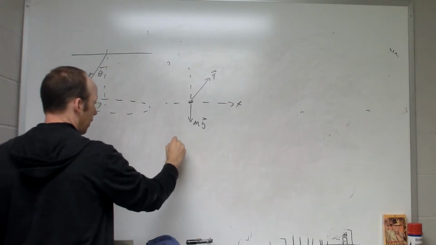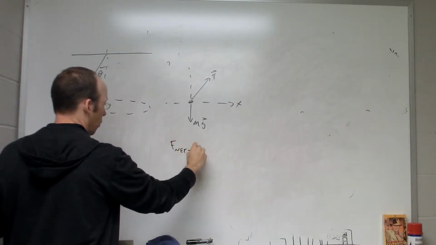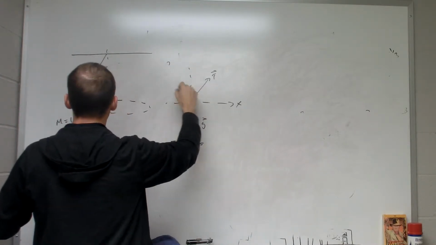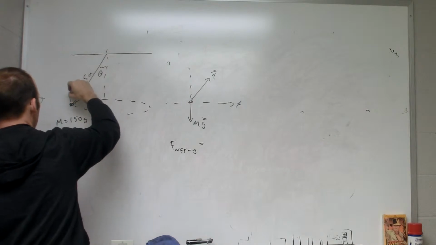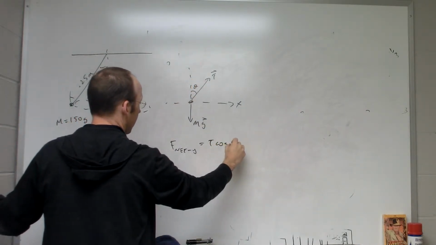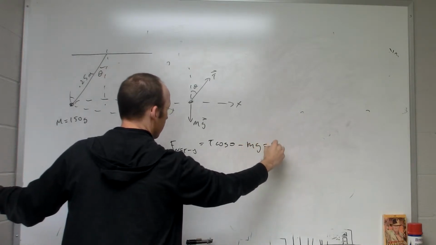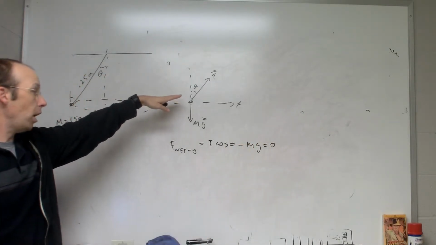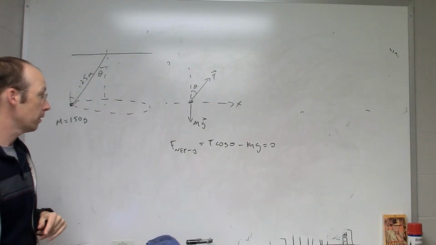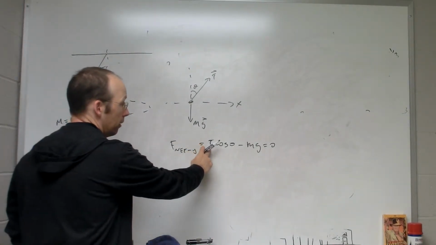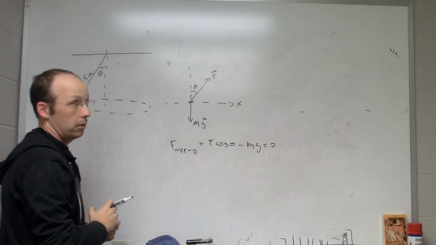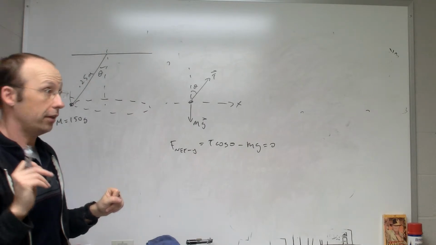So I could say F net y is going to be equal to, let's see, this angle, that's theta, so this is also theta. It's going to be T cosine theta minus mg equals 0. The net force in the y direction has to be 0 because it's not changing its vertical momentum. So, but I don't know T. I do know theta. Okay. So I could use that to find T. But that's not what I want. I want to find the velocity.